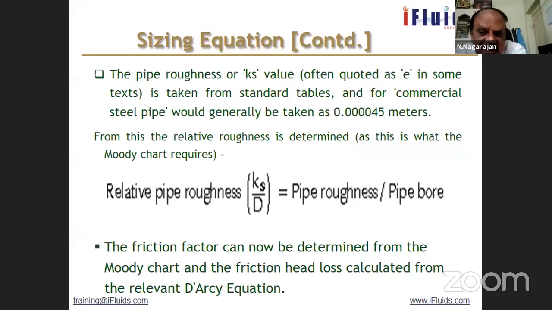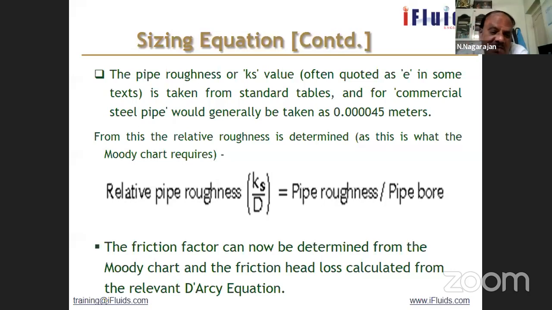Don't worry about how to calculate and all. For different pipe materials, we have tables available which will list the roughness parameter for the particular type of material. Okay, stainless steel, carbon steel, brass, all those things we will have. So from this, we can find out the relative roughness for that particular pipe. Relative pipe roughness is nothing but your pipe roughness divided by the diameter, pipe bore, ID, internal diameter of the pipe. The friction factor can now be determined from the Moody chart.